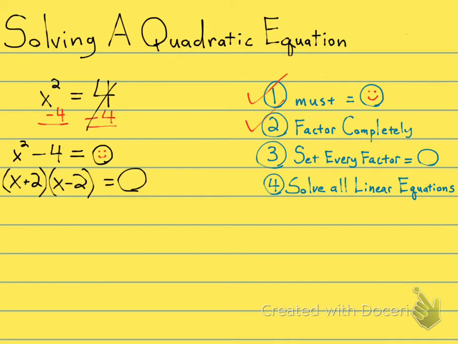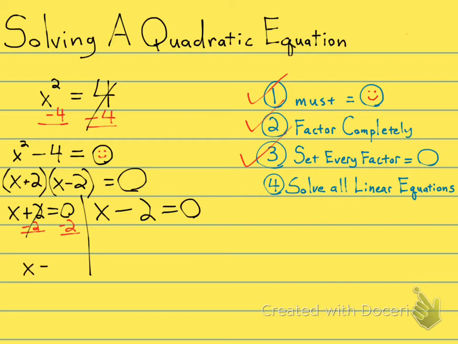Step 3, set every factor equal to 0. Well, x plus 2 will equal 0, and x minus 2 will equal 0. Step 3, done. Step 4, solve all linear equations. I have 2 of them. To solve this one here, I'm going to subtract 2 from both sides, and I will see that x equals -2.